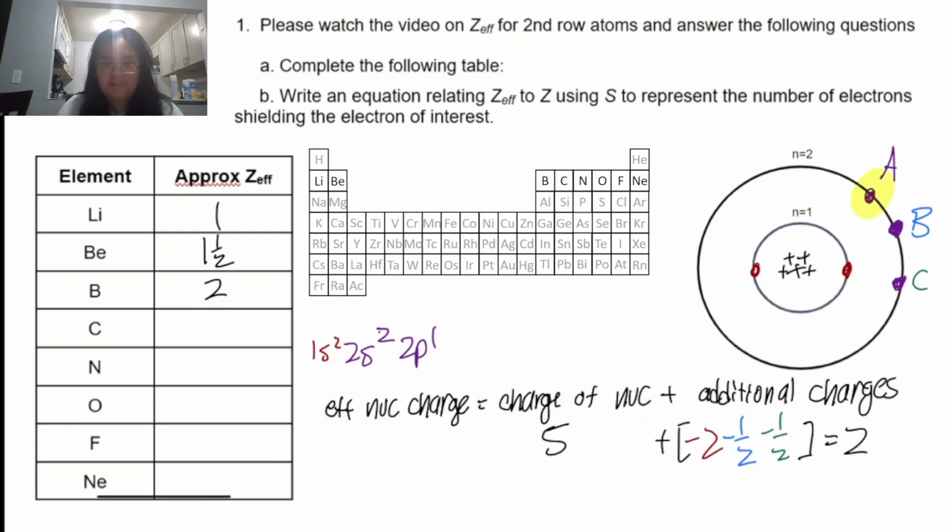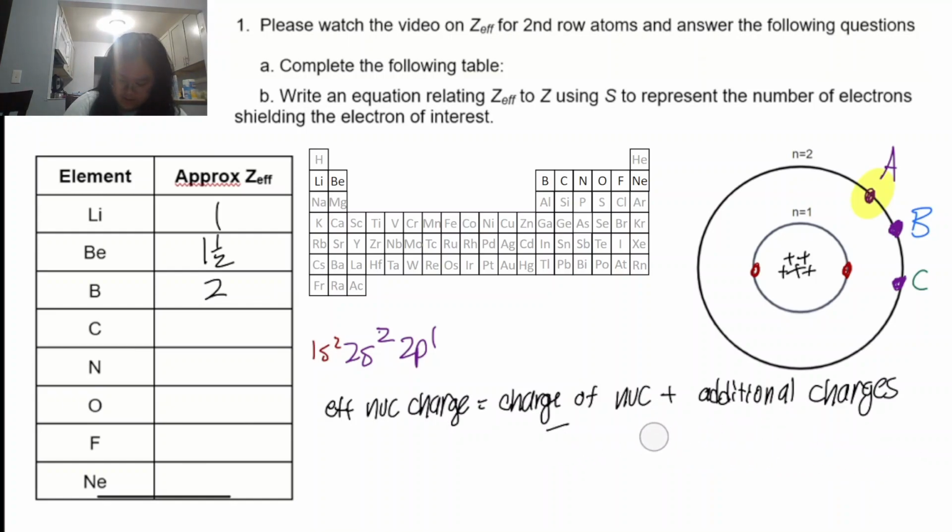So from here, you should be able to see a pattern. You should notice that all of the electrons in a shell closer to the nucleus than the external charge contribute a full negative charge. And you should notice that each electron in the same shell as our external charge contributes half of a negative charge. So let's take that into account when we do our next element.